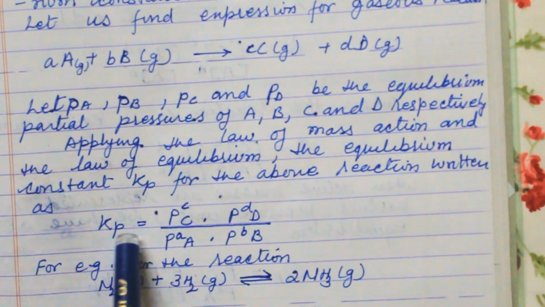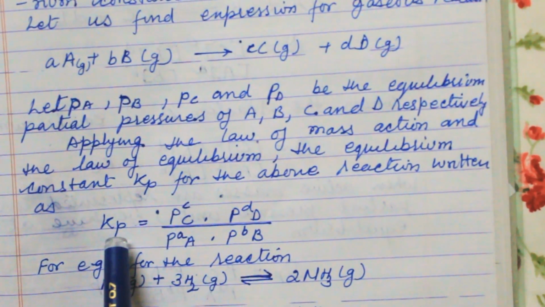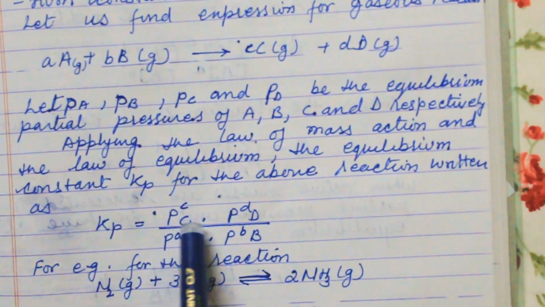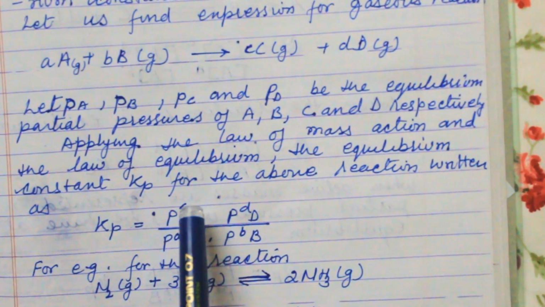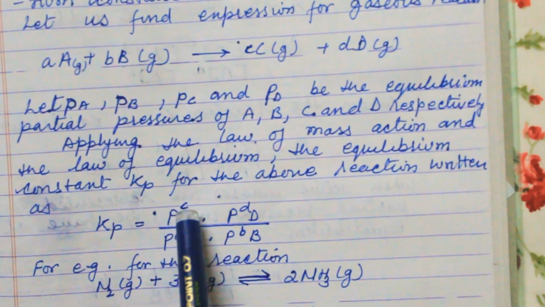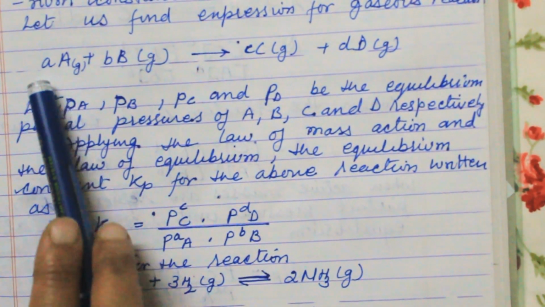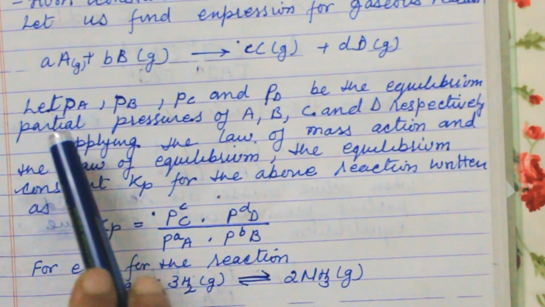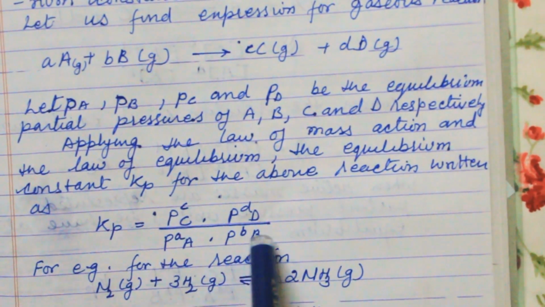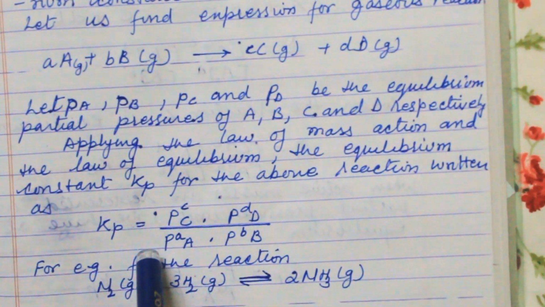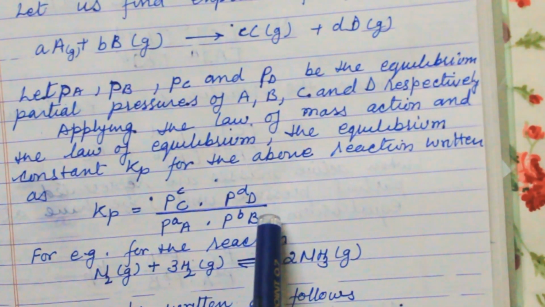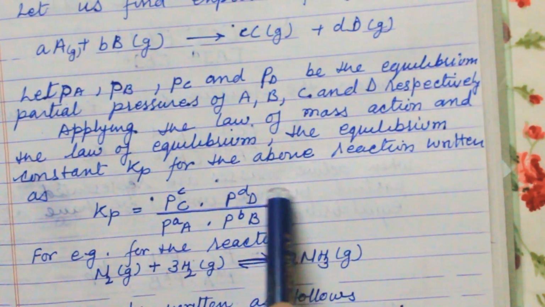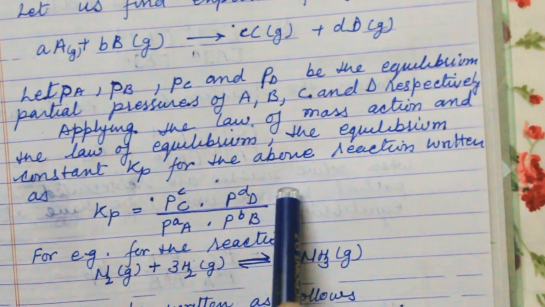This is Kp, the equilibrium constant for the partial pressure of the gas, and this is the product. Both of these are the products in the gaseous state. The power is the stoichiometric coefficient, which is written in front of the reactant or product, and this is the reactant which forms the product. So reactants should be in the denominator and products should be in the numerator.